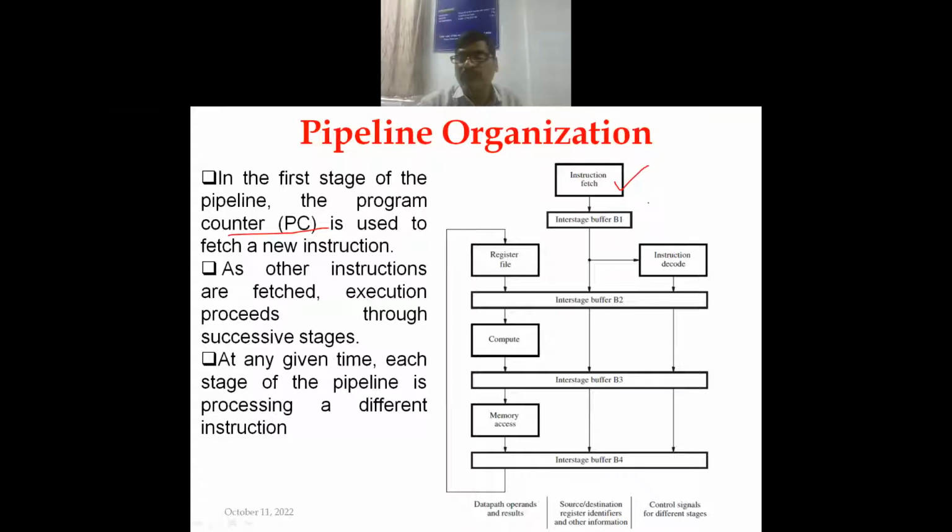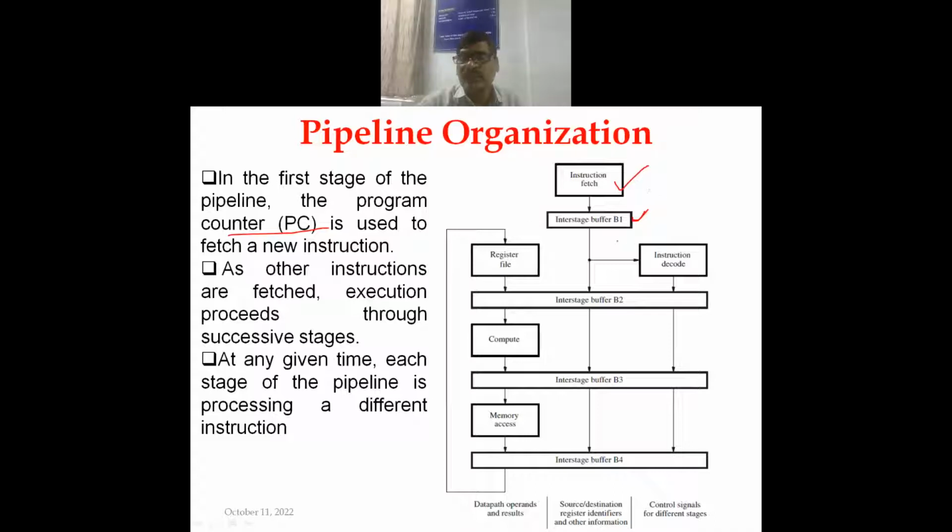We already discussed the five stages in the instruction execution cycle: fetch, decode, compute, then memory access, and the last stage is the write operation. Between one stage and another, we are making use of buffers. Between the instruction fetch phase and the instruction decode phase, we are using an interstage buffer, B1, which is used for storing temporary instructions or temporary values.